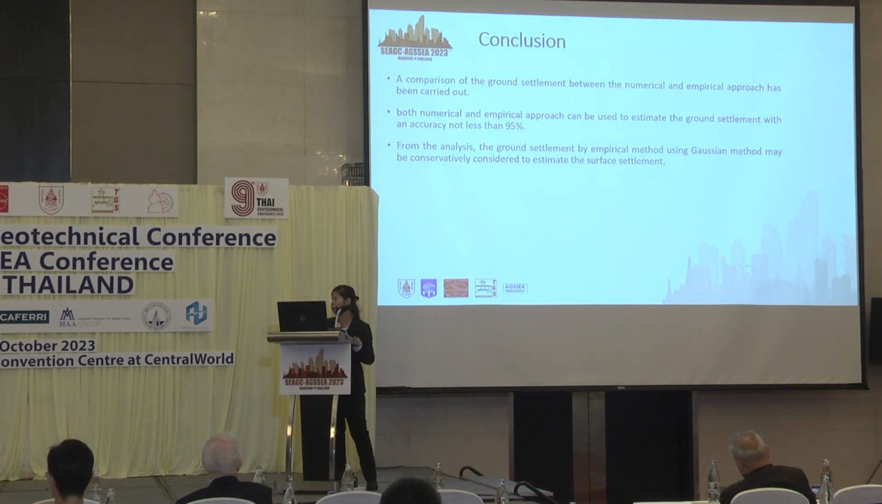In conclusion, a comparison of ground settlement between numerical and empirical approaches has been carried out. Both numerical and empirical methods can be used to estimate the ground settlement with accuracy of about 95%. From this analysis, we show that the ground settlement by the empirical method can be used as a conservative estimate of the surface settlement.